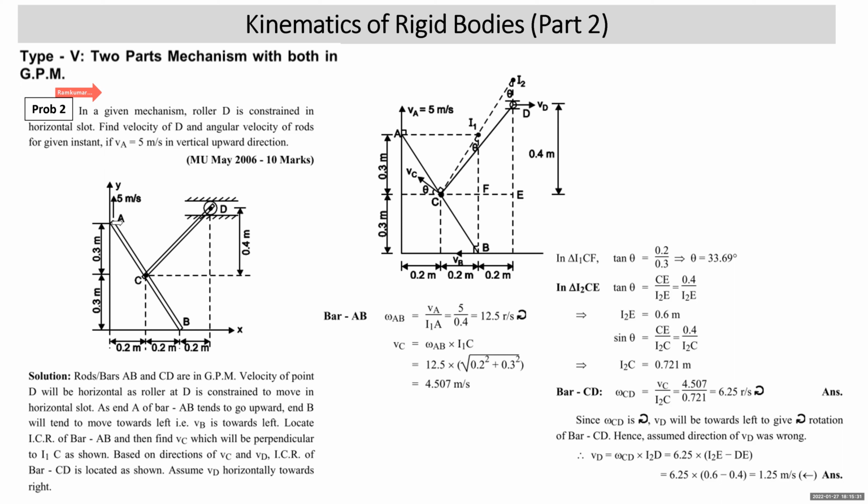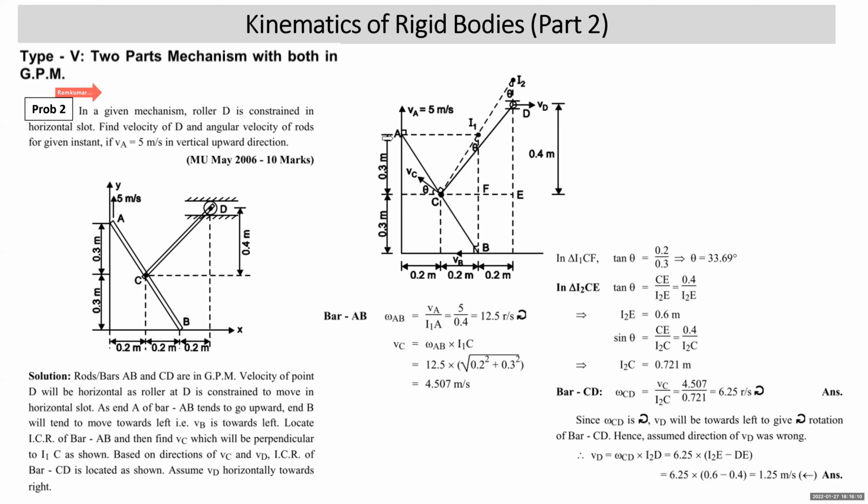Now you can observe that in this two-bar mechanism, there are two bars: one is bar AB, another is bar CD. Both the bars are in GPM since none of the parts is connected to an external hinge. Both the parts are connected at C by an internal hinge. As data given is on bar AB, we need to start with motion of bar AB. We draw the line diagram showing AB and CD. End A is being pulled up with 5 meters per second. Now we consider the motion of bar AB.